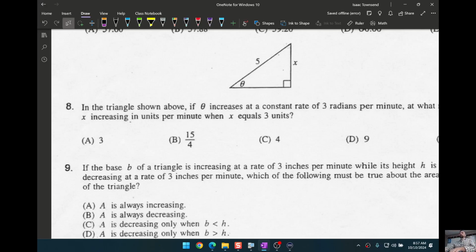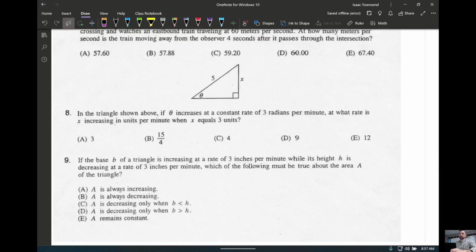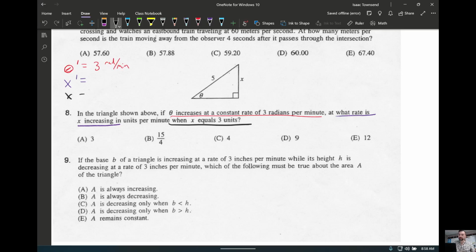Okay, in the triangle shown above, theta increases at a constant rate, so the rate that theta changes is 3 radians per minute. At what rate is x increasing? So x prime is what we're trying to solve for, at the time when x is 3 units. Okay, and we're supposed to use this triangle up above.